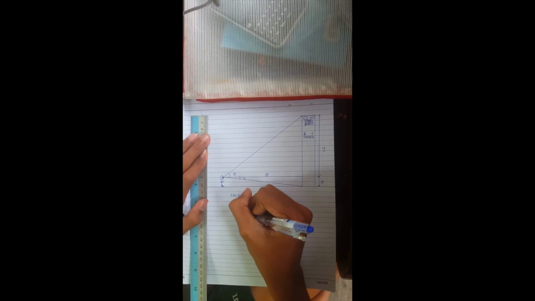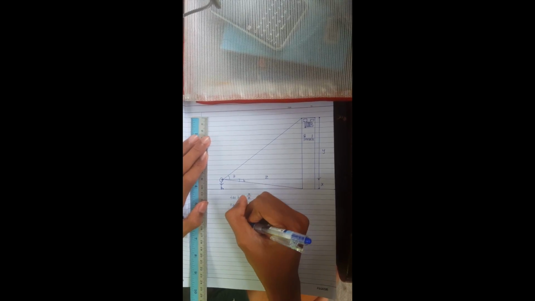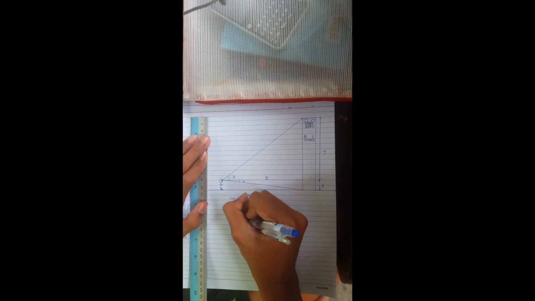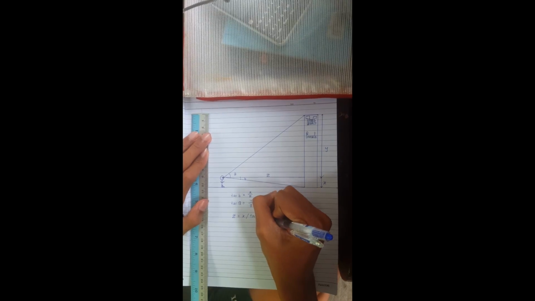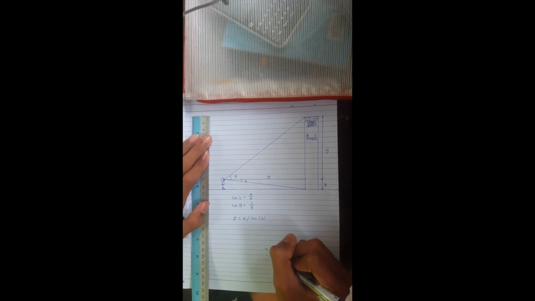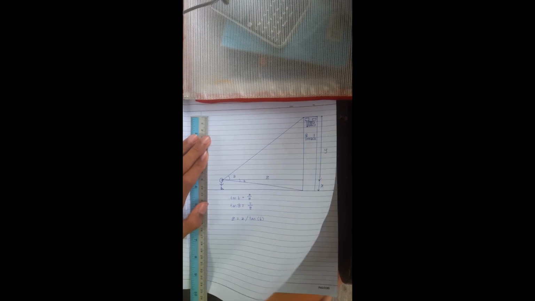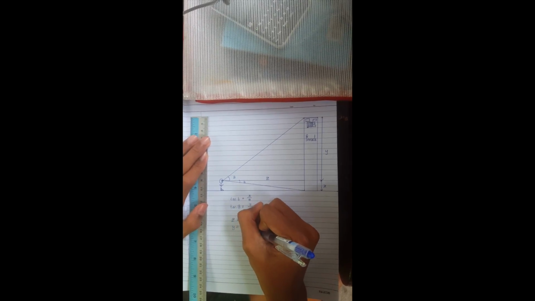Since we are able to measure length x, z equals x over tangent of angle of depression B. Since we now have z, y equals z times tangent of angle of elevation A.